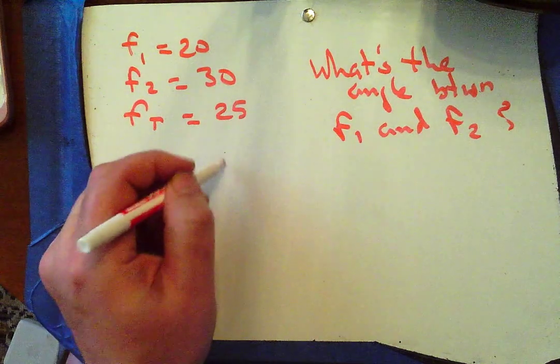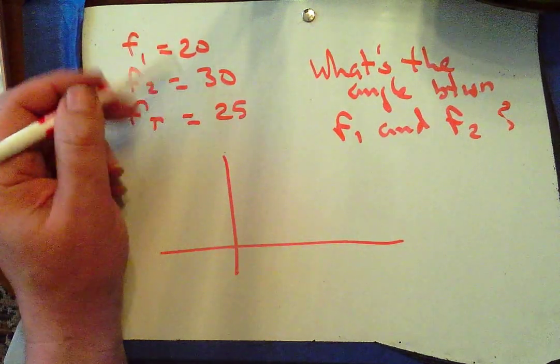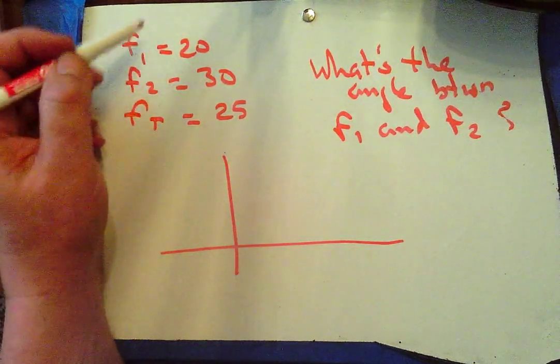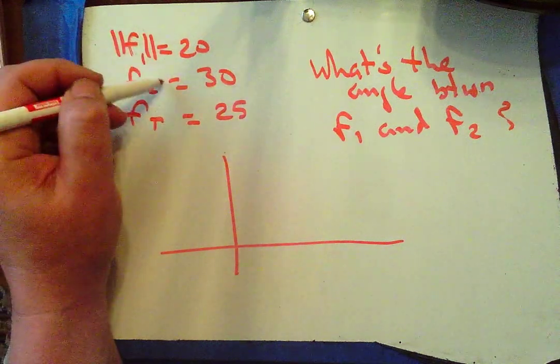So if I try and sketch this, I don't have component forms, I just have magnitudes here. Let's clarify: magnitudes.